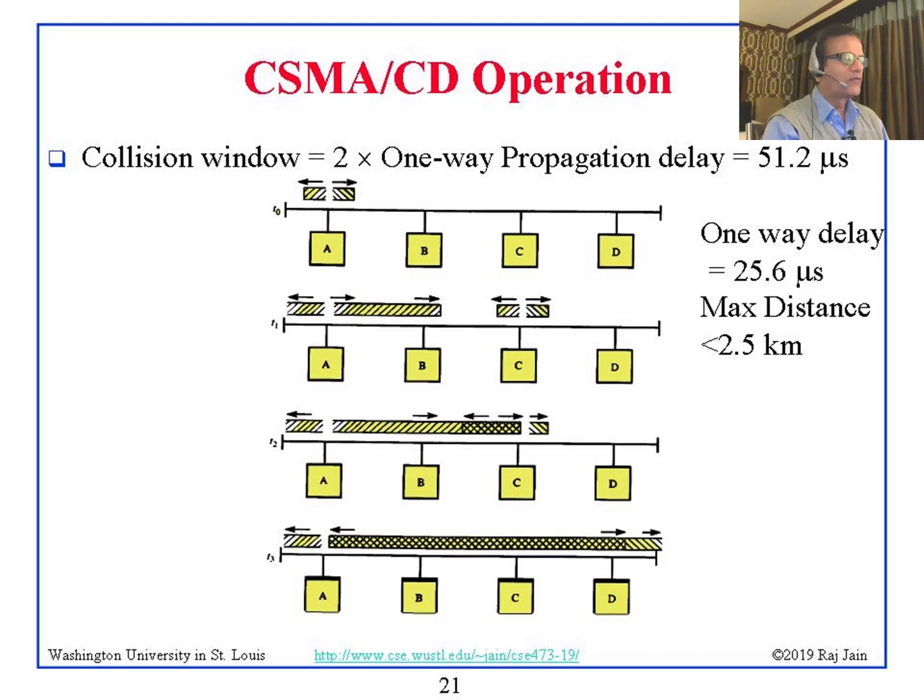They said that the one-way delay would be 25.6 microseconds, and therefore twice that much is 51.2. And 25.6 microseconds is 2.5 kilometers? No, it's not 2.5 kilometers. 2.5 kilometers divided by 250 would be more like 10 microseconds. So basically, there is a lot of safety factor built in here.